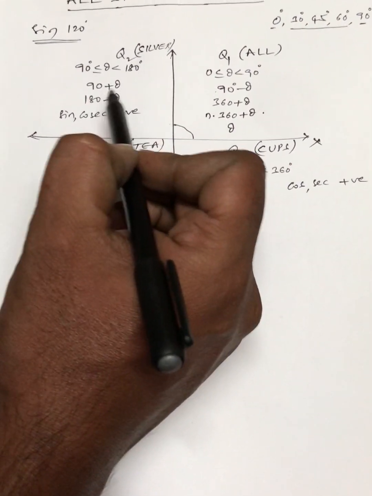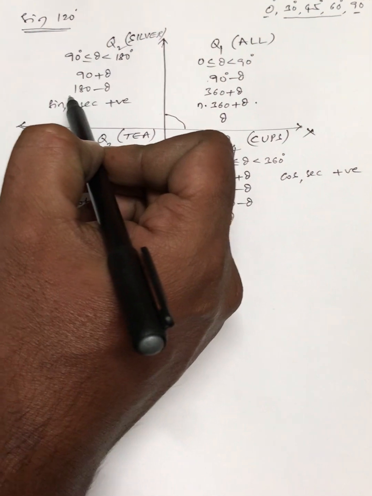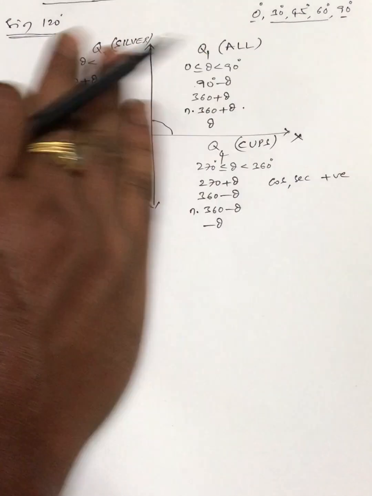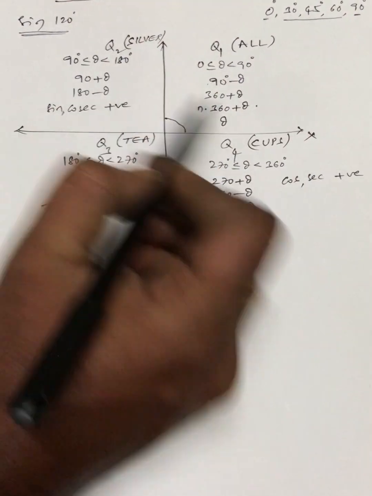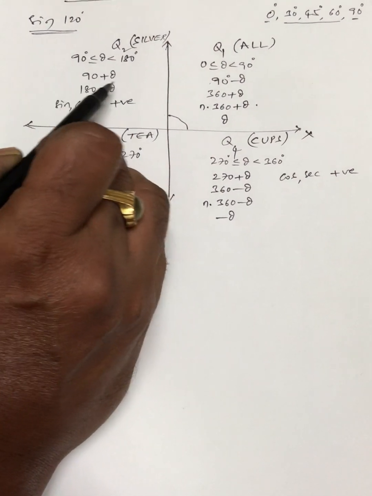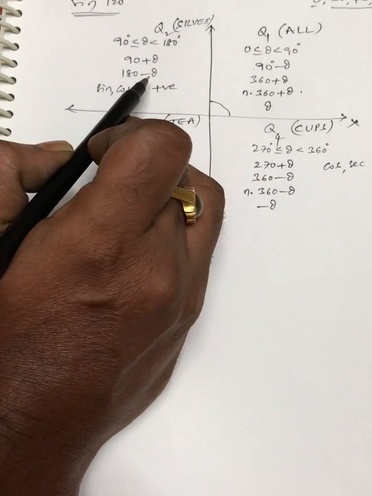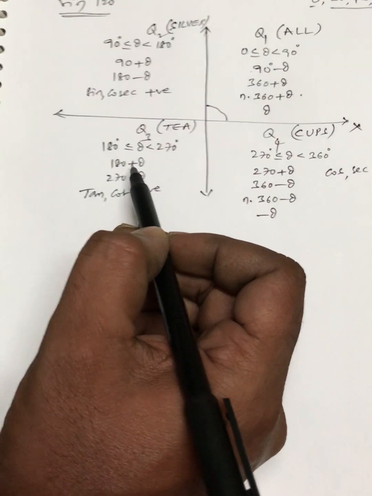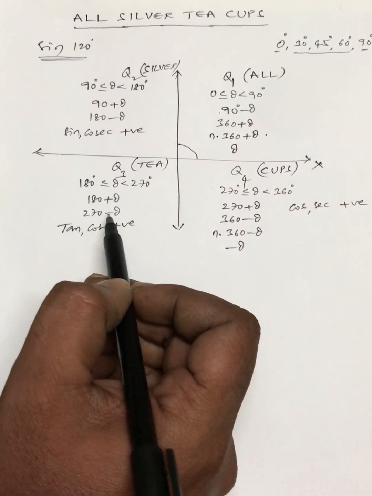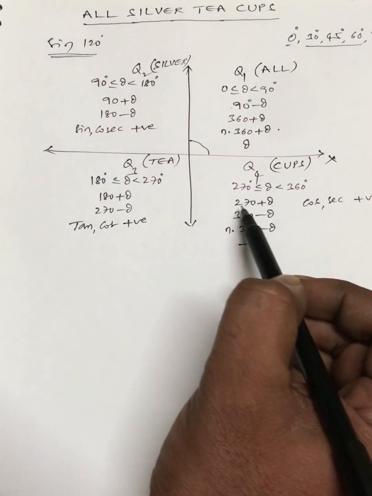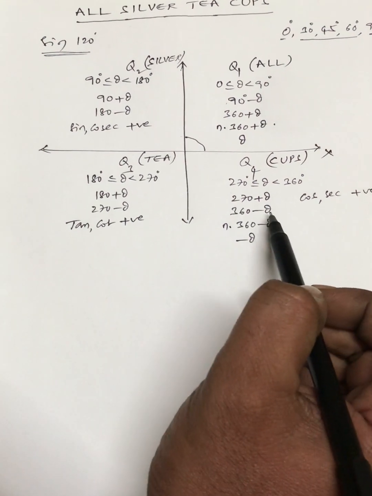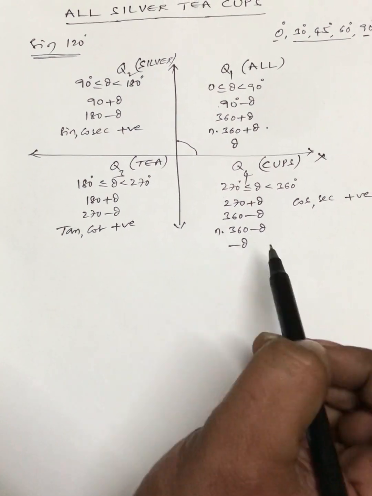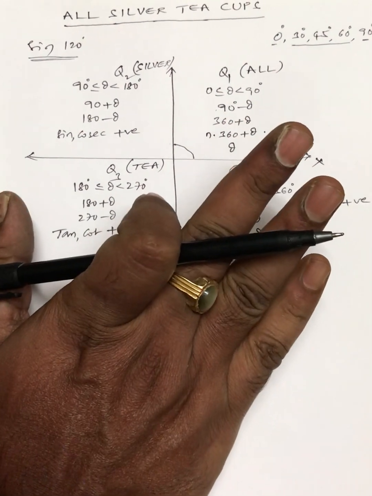If you move one more, here we get 450 minus theta and 450 plus theta, but no need to consider those angles. These two are enough. In the second quadrant, the angles are 90 plus theta, 180 minus theta. Next, in the third quadrant, 180 plus theta, 270 minus theta. Next, in the fourth quadrant, 270 plus theta, 360 minus theta, n into 360 minus theta, and minus theta. Okay, this is the second point.